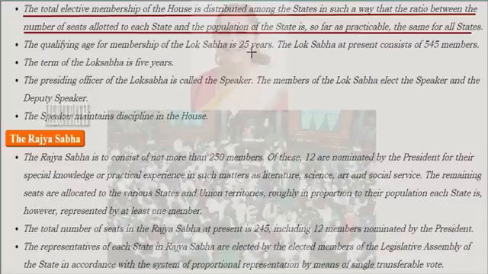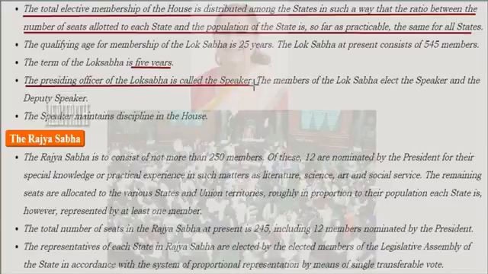The qualifying age for membership of the Lok Sabha is 25 years. The Lok Sabha at present consists of 545 members. The term of the Lok Sabha is 5 years. The presiding officer of the Lok Sabha is called the Speaker. The members of the Lok Sabha elect the Speaker and also the Deputy Speaker. The Speaker maintains the discipline in the House.